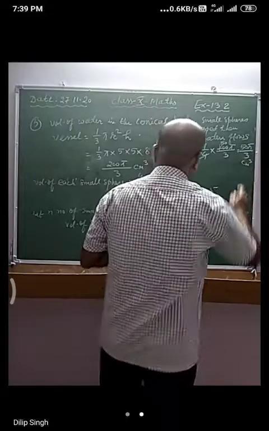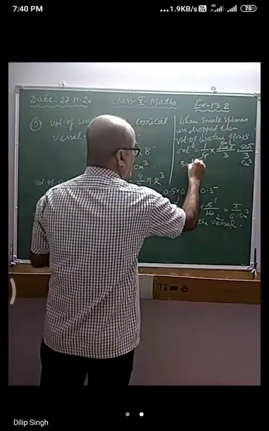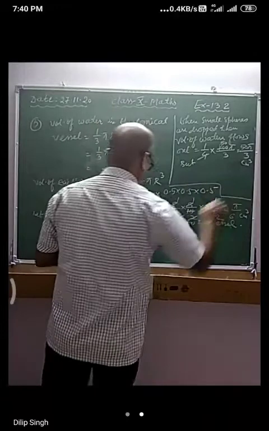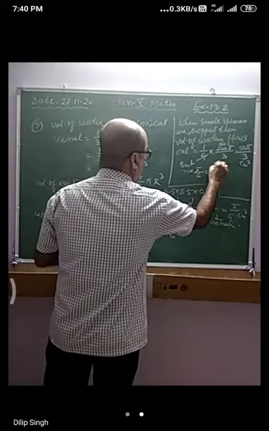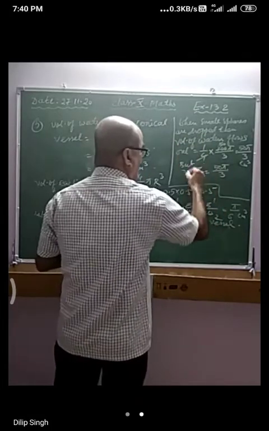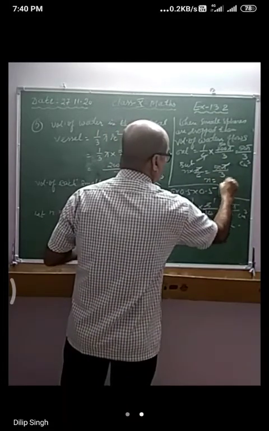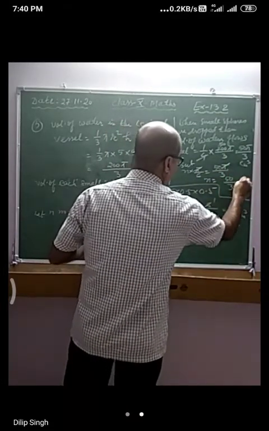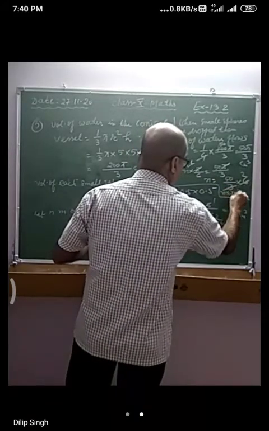It means volume of this will be equal to volume of this. But n into pi by 6 will be equal to 50 pi by 3. So pi cancels. So n will be equal to 50 by 3 into 6. So 3 2s are 6. So n is equal to 100.